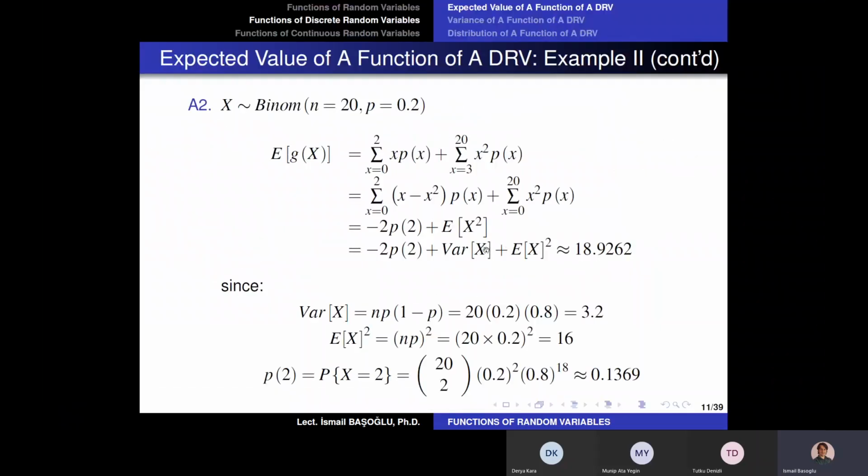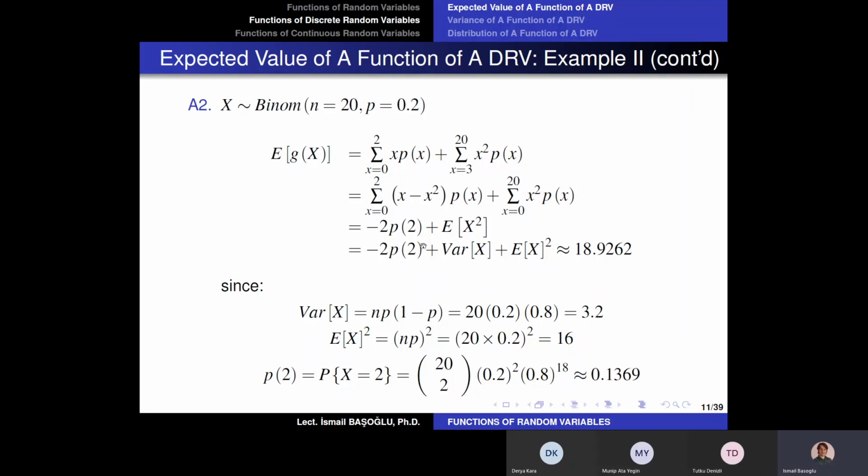And you know, for a binomial random variable x, the variance is equal to n times p times 1 minus p, which is 3.2. And for a binomial random variable, the expected value is equal to n times p. However, we need to square it, which is 16. Therefore, the variance of x plus the square of the expectation is 19.2. It is 19.2, but we also have minus 2 p of 2 here.